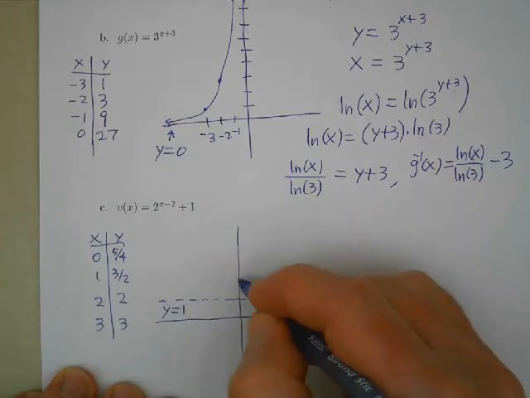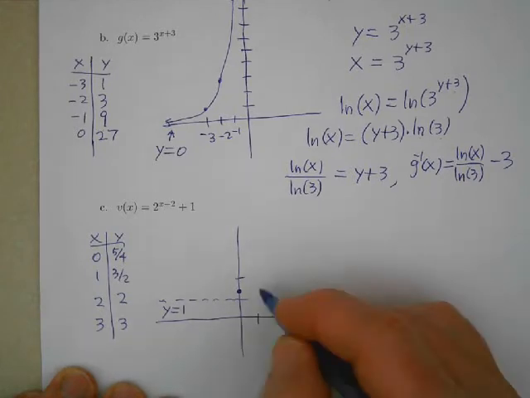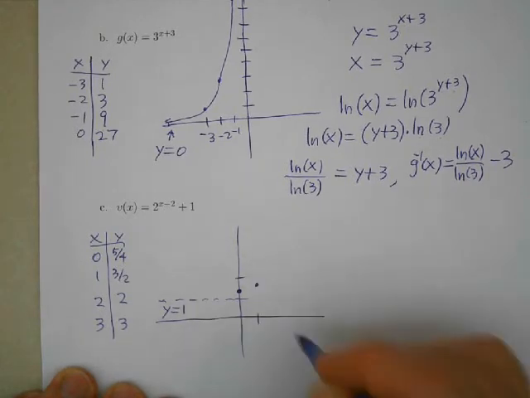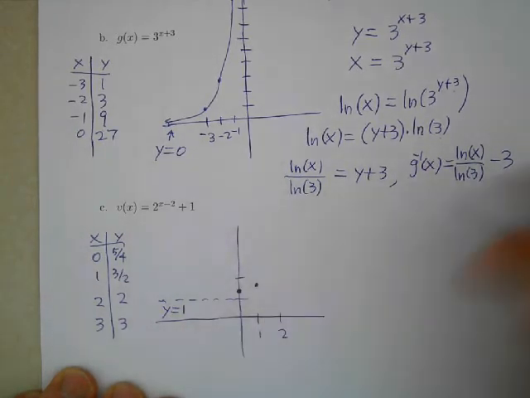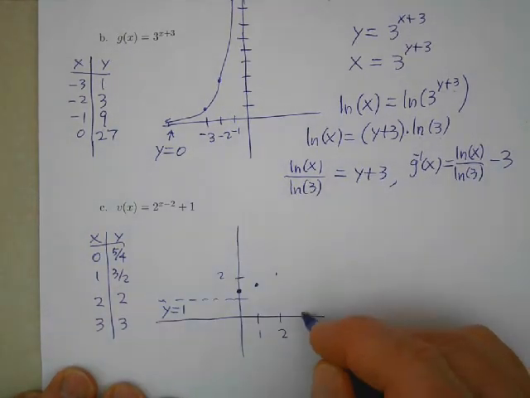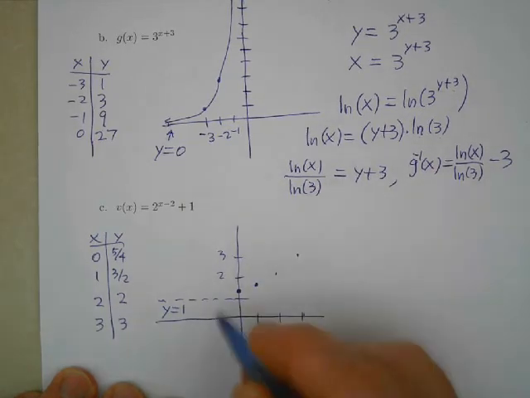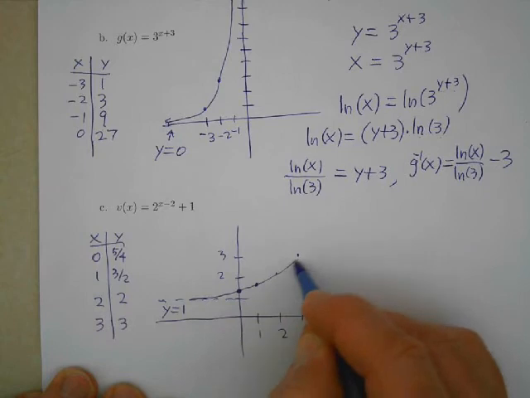And 0, 5/4. 1, 3/2. 2, 2. And 3, 3. So this is the graph, roughly.